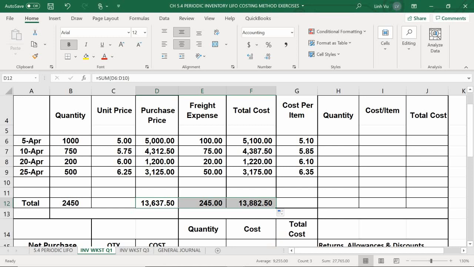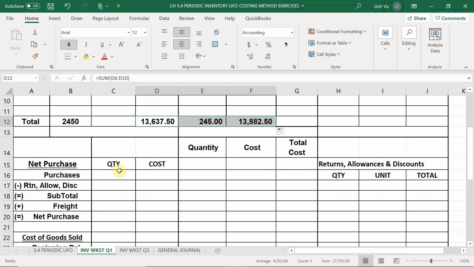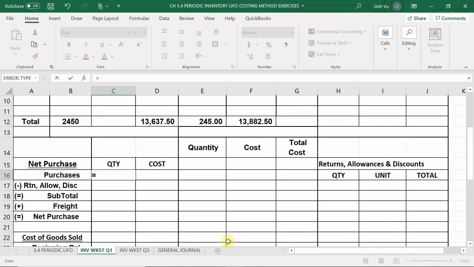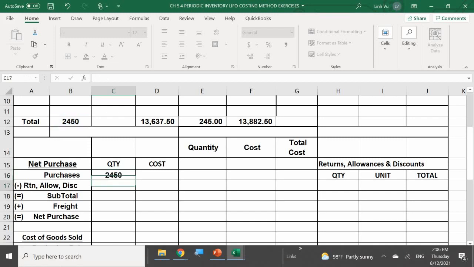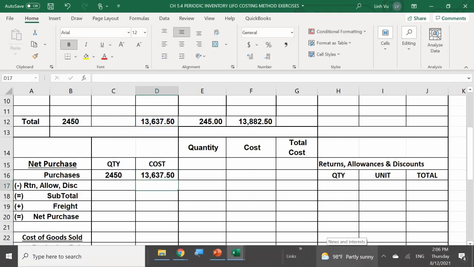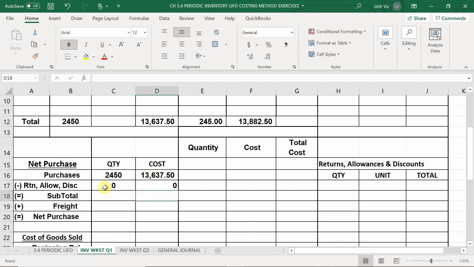Okay. There you go. So now that we solved for our total costs, we can plug those numbers into the bottom half of the inventory worksheet. So in this case, for my net purchases, I purchased a total quantity of 2,450, right? And my total purchase price was $13,637.50, right? We're going to assume no returns or no allowances, right? We won't learn that till next week, okay?